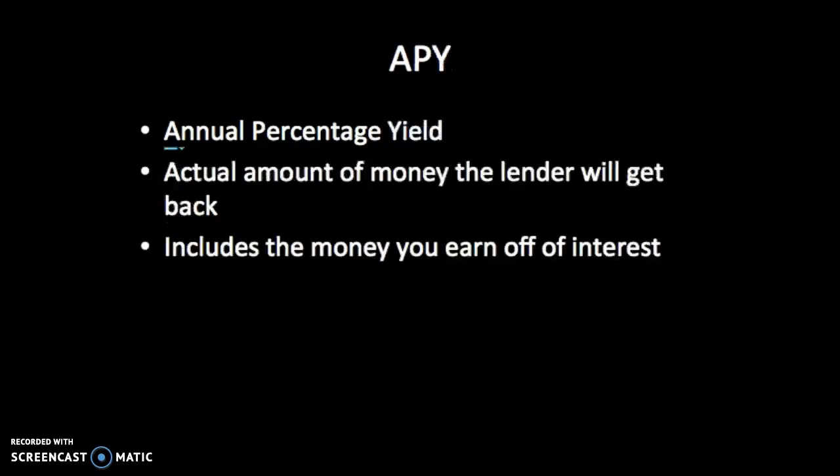Next, APY stands for the annual percentage yield. This is the actual yield that the lender is going to be getting back when they lend out their money. With every period that you pay, there's going to be an interest that you can compound. And that compounding interest is going to be extra money that the lender is going to receive that is not going to be included in the APR, but is included in the APY.